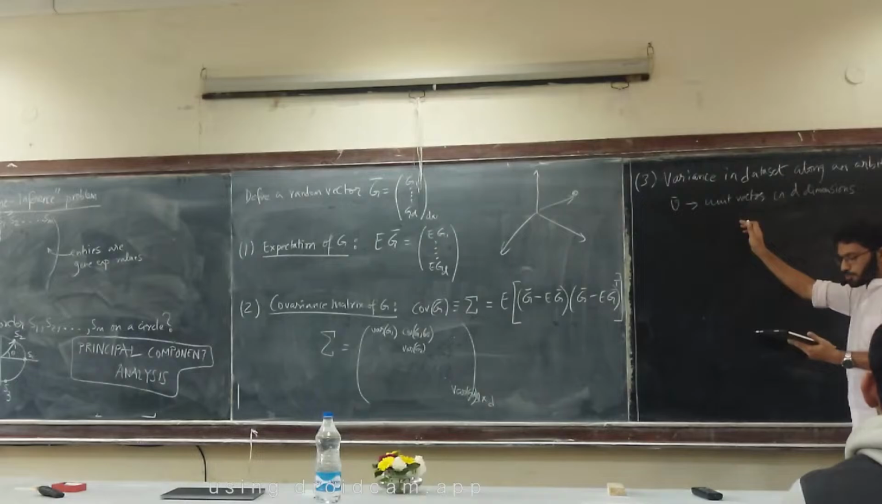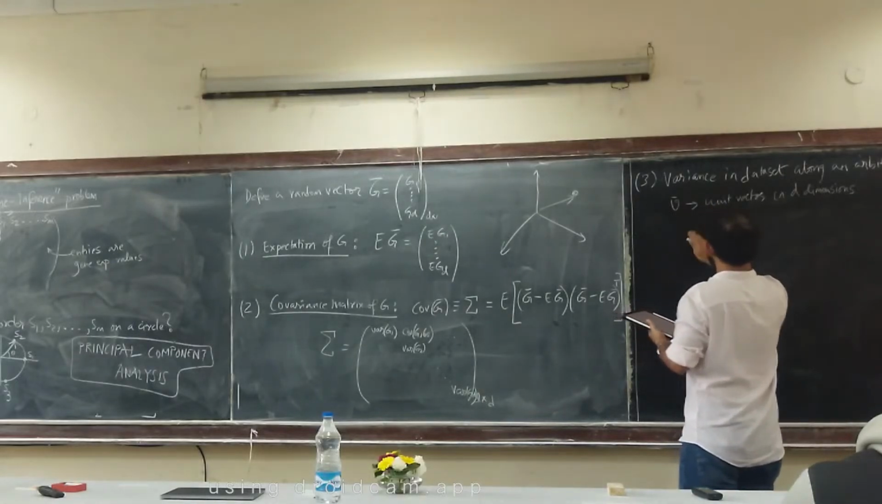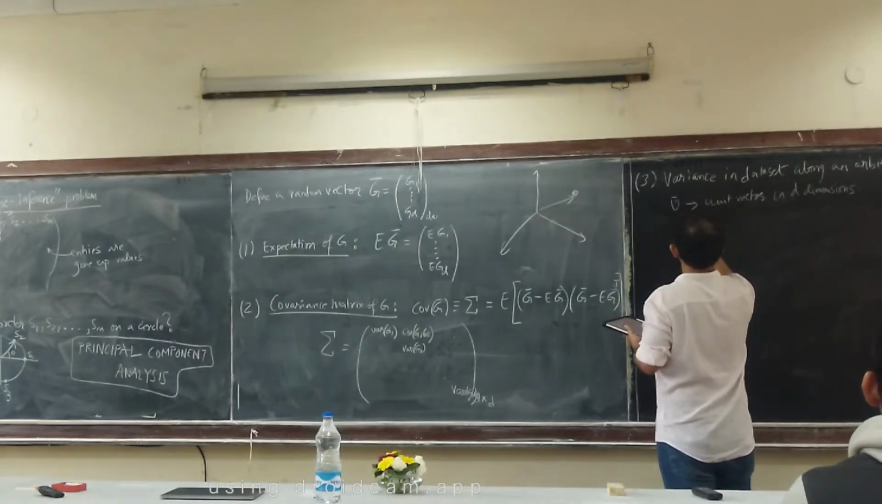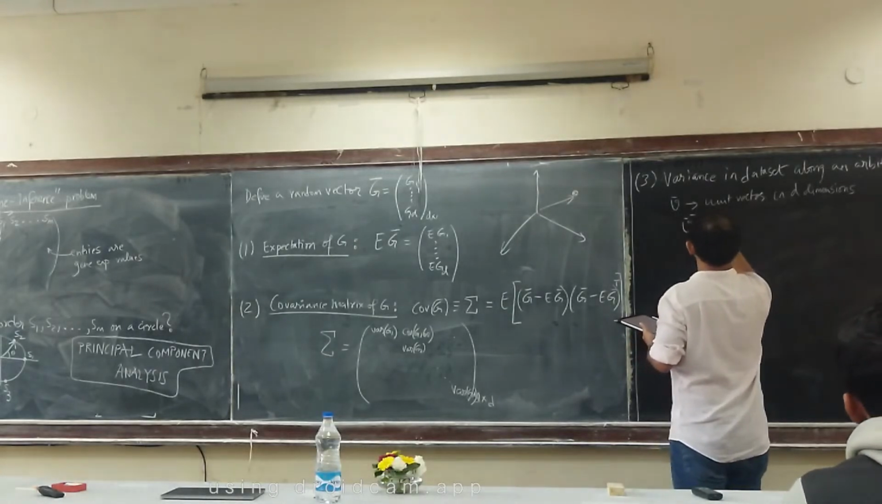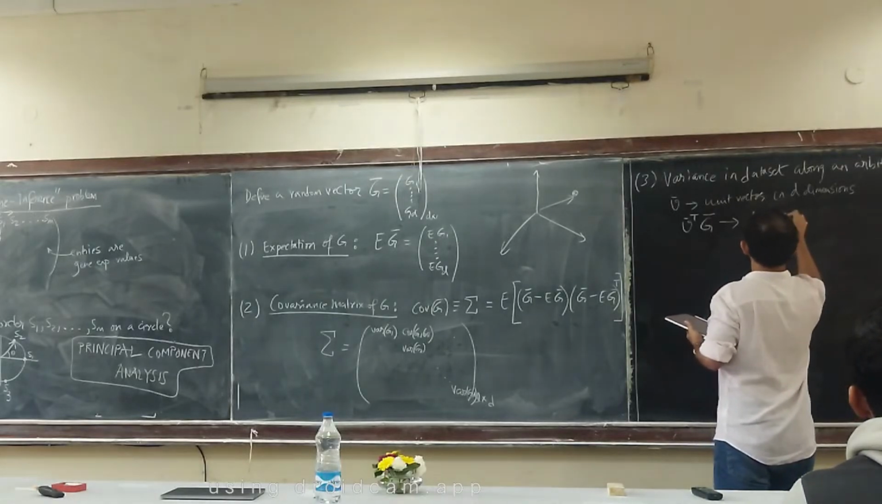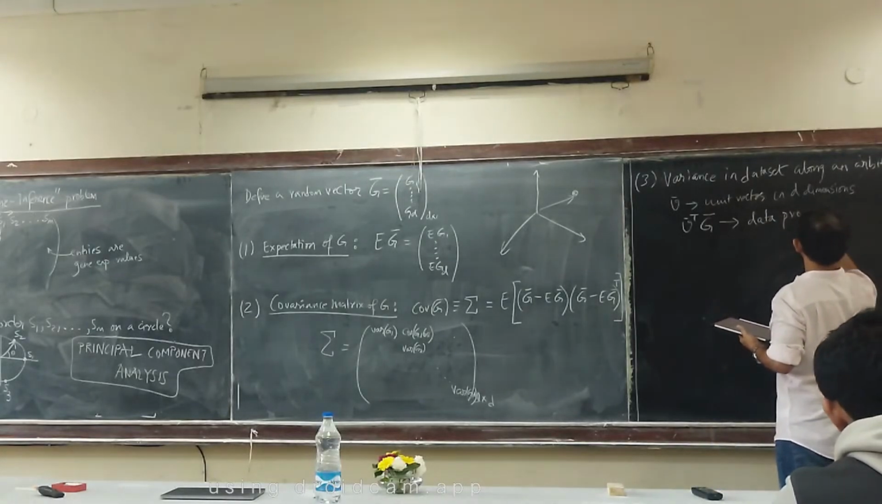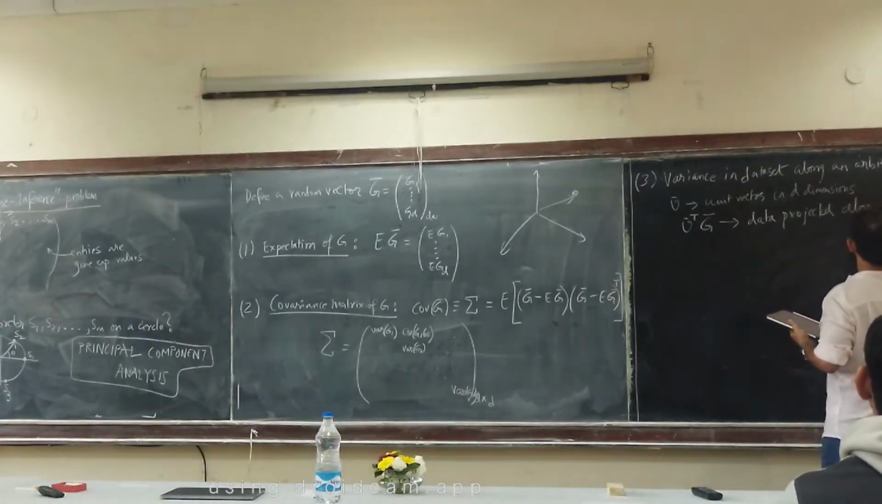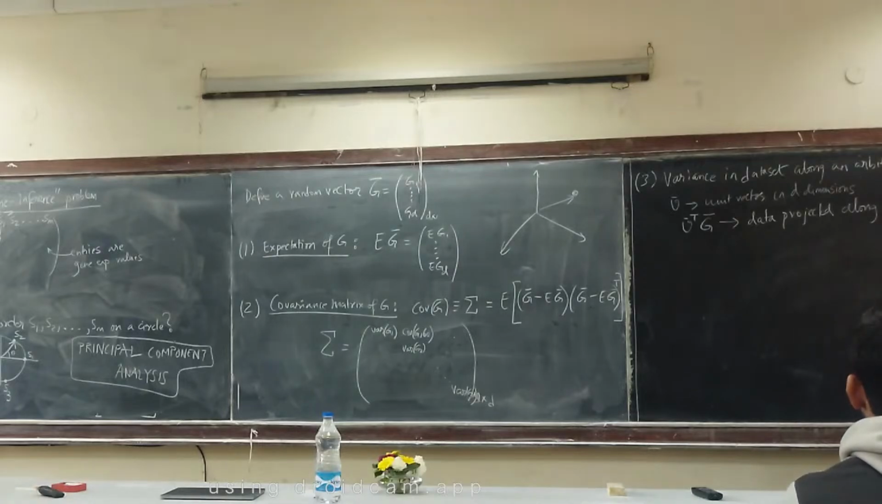So what we are going to do is, as you said, you need to take a dot product. And in matrix language, a dot product is simply V transpose G. Okay? That is the data projected along V. Okay, remember this is simply a dot product. Why is this a dot product? Do you see that? Why is this a dot product?